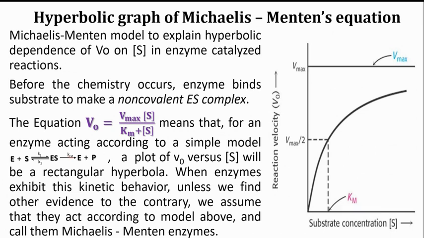Now the equation V equals Vmax multiplied by S divided by Km plus S means that for an enzyme acting according to the simple model which we were given before, the plot of V against S will be a rectangular hyperbola. When the enzyme exhibits this kinetic behavior, unless we find other evidence to the contrary, we assume they are acting according to the above, and we call them Michaelis-Menten enzymes.